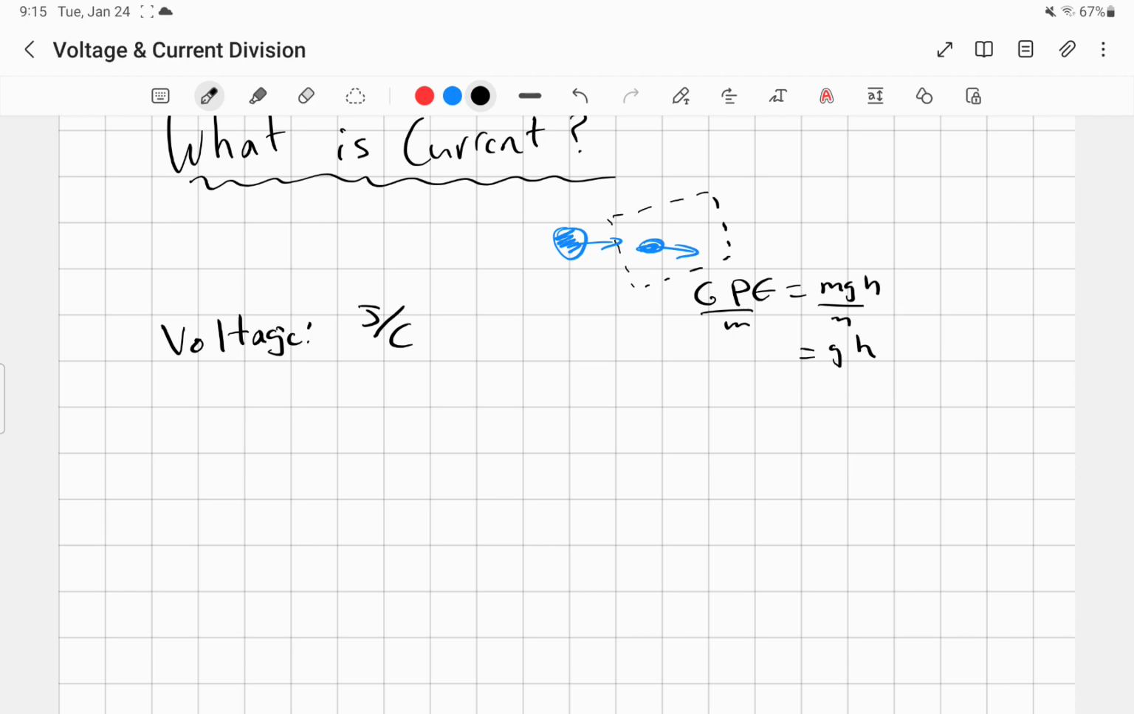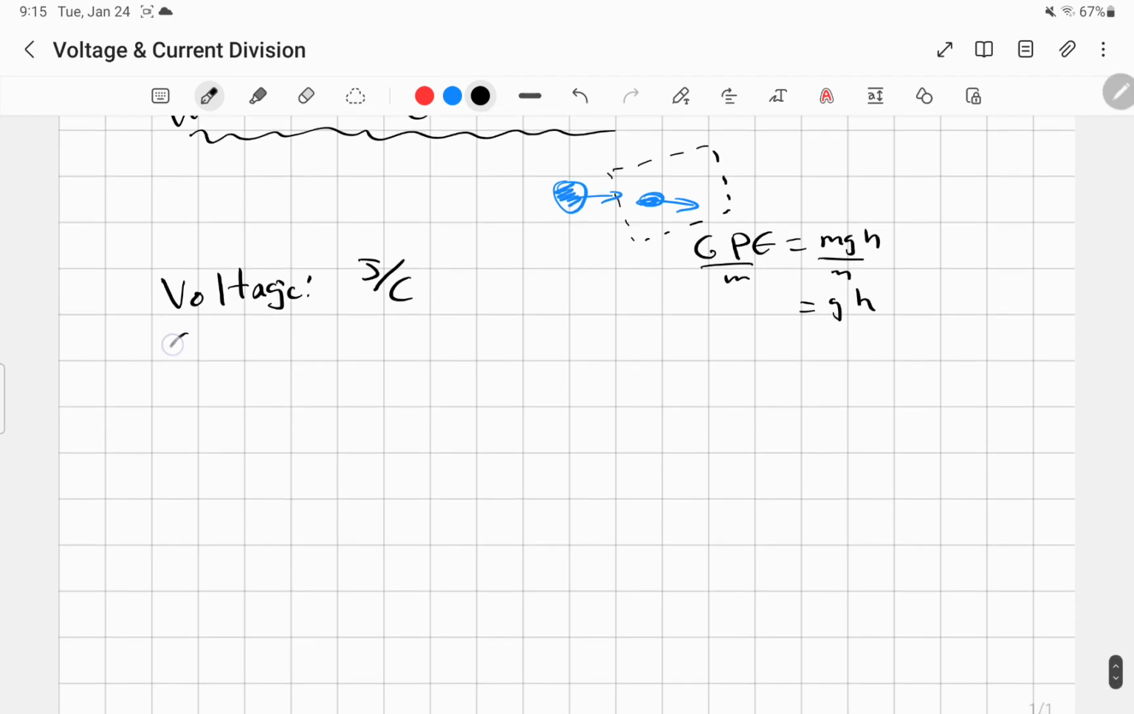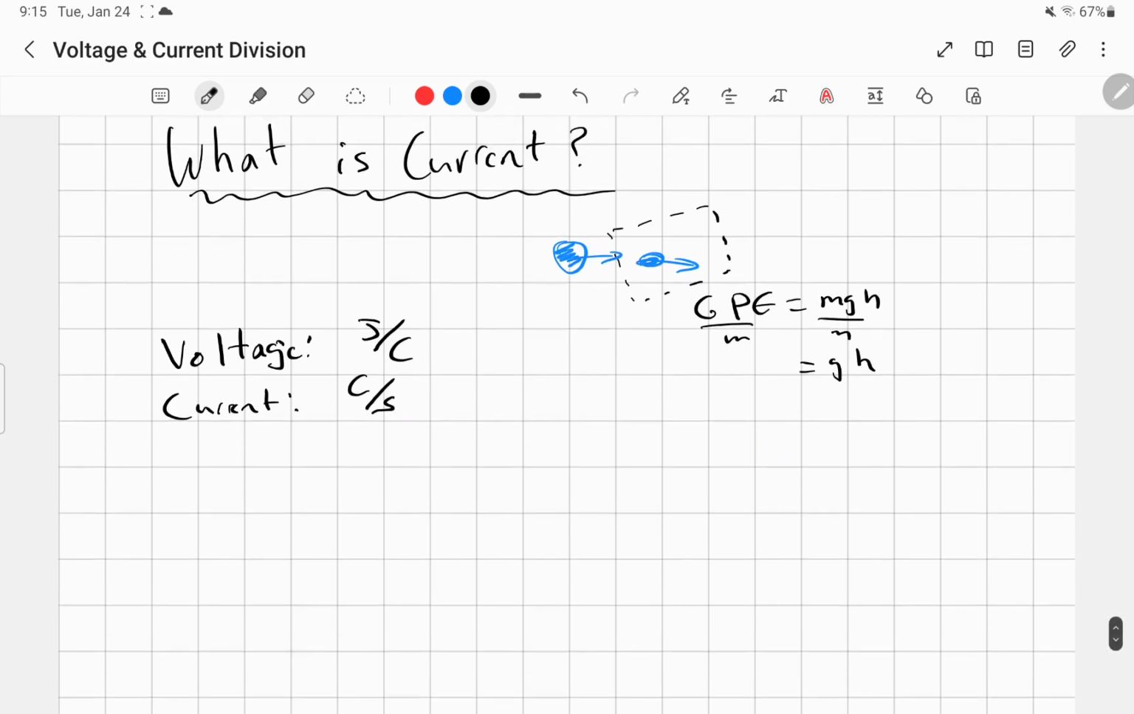You can just think of it as height in a circuit, right? And ground is just where you decide to be zero meters. It's where you decide to measure your height from. And then, sorry, current. My bad. The units of current are coulombs per second. So it's how much charge is flowing through this plane, right? Per second. Charge per second. I hope that gives you a better conceptual understanding of what voltage and current are.